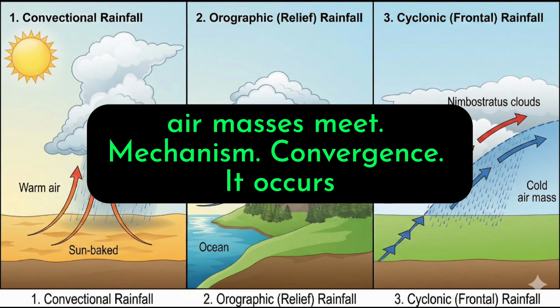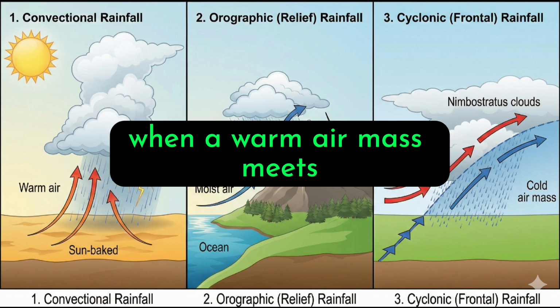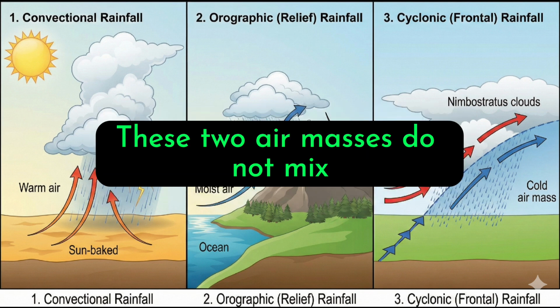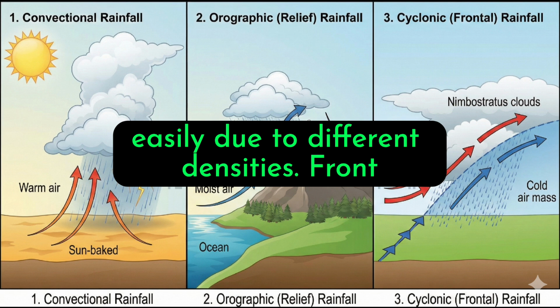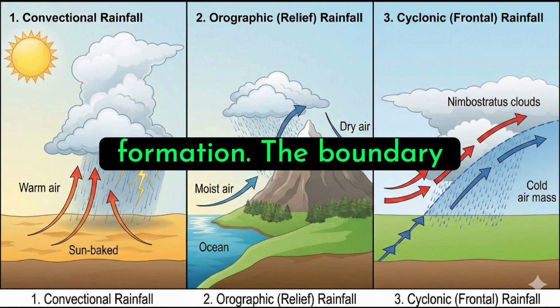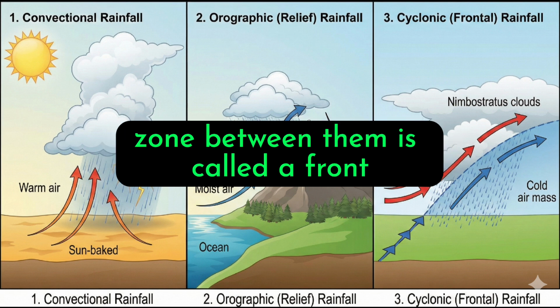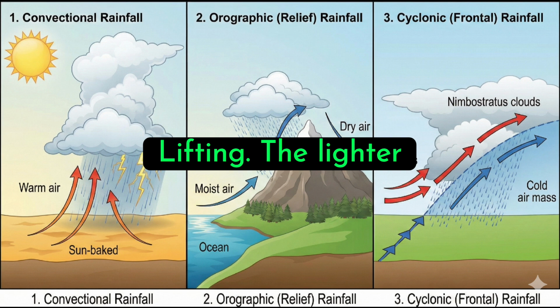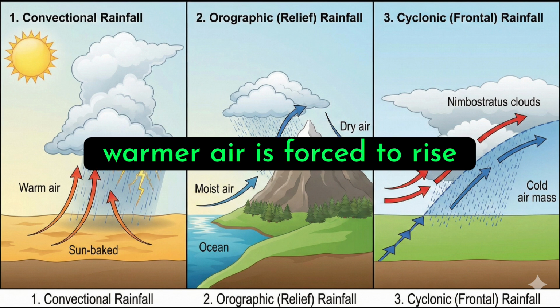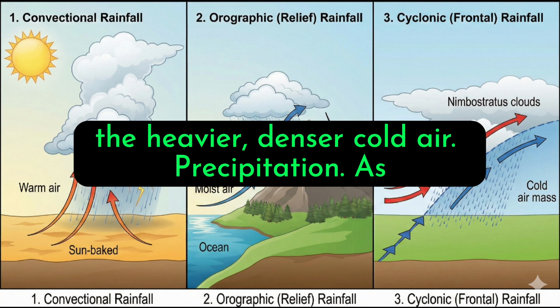Mechanism: convergence. It occurs when a warm air mass meets a cold air mass. These two air masses do not mix easily due to different densities. Front formation. The boundary zone between them is called a front. Lifting. The lighter, warmer air is forced to rise gently over the heavier, denser cold air.